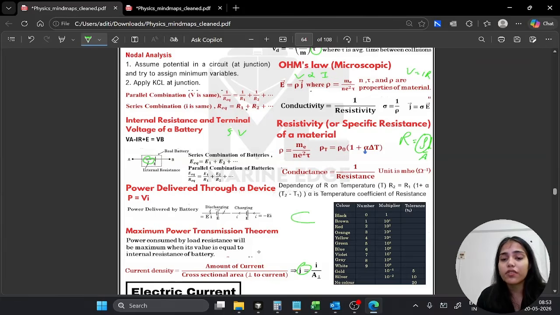Next, for a resistor, if you have seen a resistor, it is a small device with multiple colors given on it. So the resistance of that device is calculated using these color codings.